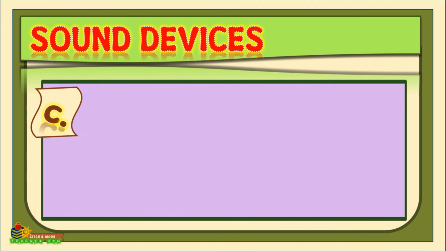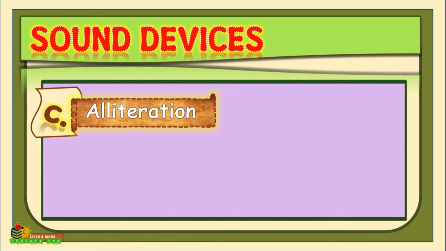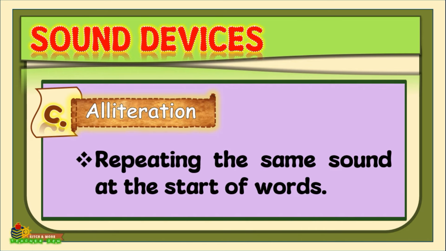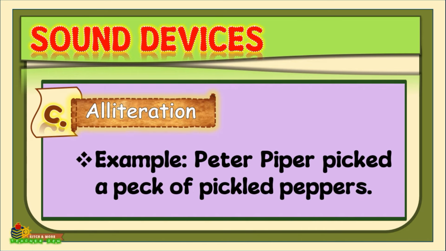Then we have alliteration. Alliteration is repeating the same sound at the start of words. Example is Peter Piper picked a peck of pickled peppers. As you can see, we are repeating the same consonant sound at the beginning of each word.